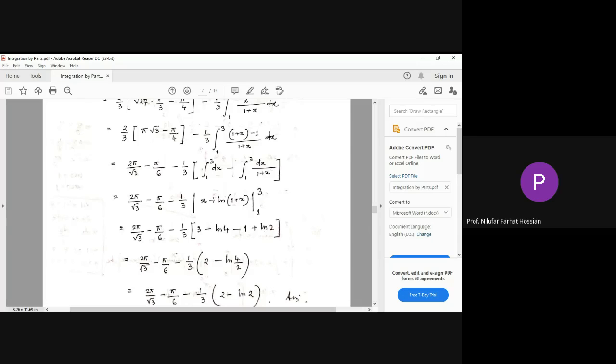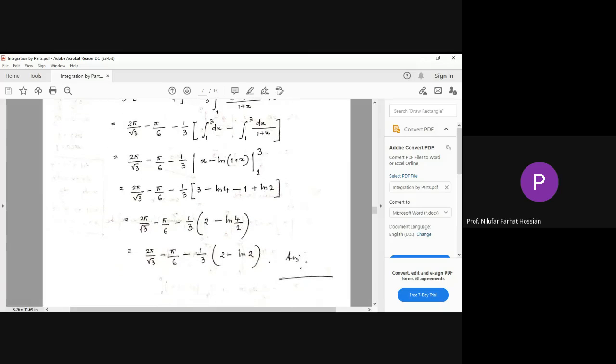So here for the upper limit, it will be 3 minus ln of 1 plus 3 means ln 4. And for the lower limit, it will be minus 1, it will be plus ln of 1 plus 1 means ln 2. So 2 minus, you see, if you take minus sign common, it will be ln of 4 minus ln 2. So ln of 4 divided by 2, that means simply ln 2. So this is the result.